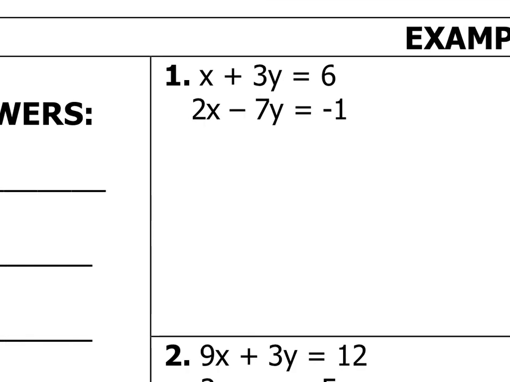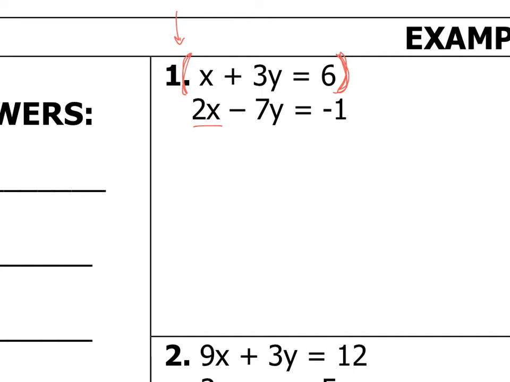All right, I look at my first problem right here, and I notice that I have really no matching coefficients. If we look in our x row, I've got 1 and 2. Nothing matches there. If I look at my y's, I've got 3 and -7. Again, nothing matches there. So I'm thinking to myself, I wonder if there is a number that I could multiply this top equation by so that I could get a matching 2, right? So that I could get a matching 2 for my coefficient on x.